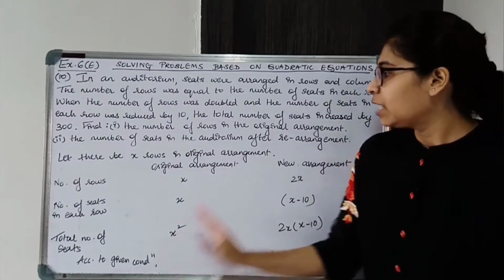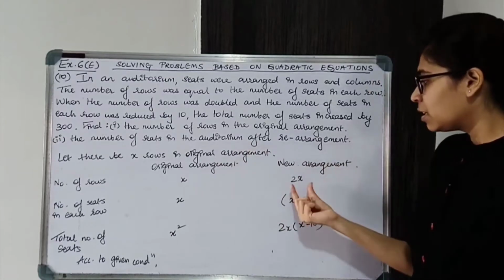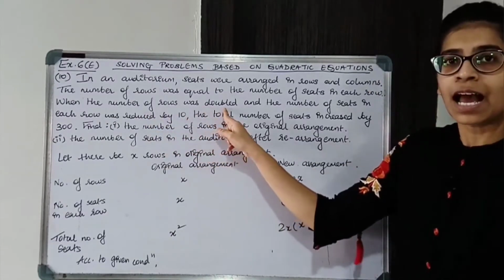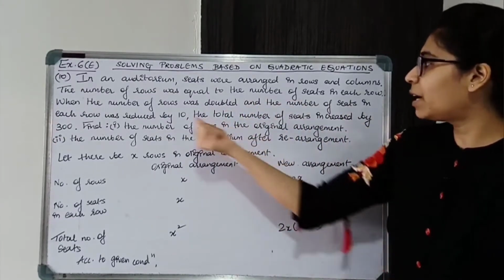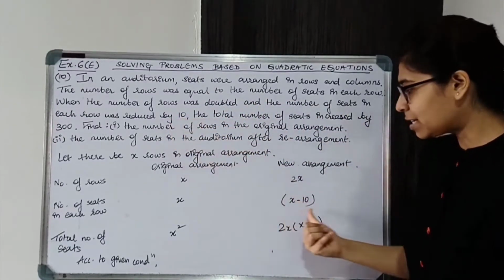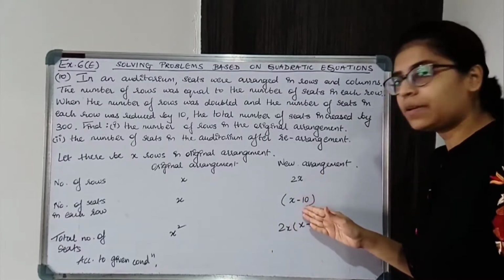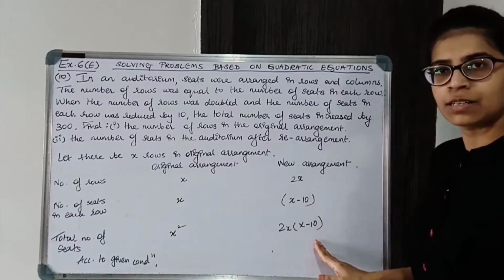Okay. Now for the new arrangement, the rows are being doubled. Okay, rows are doubled and number of seats are being reduced by 10. So it becomes x minus 10. What will be the total number of seats? Multiply. So 2x into x minus 10.